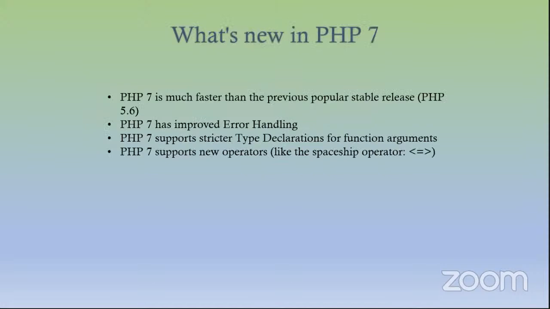And now the latest version of PHP is 7. PHP 7 is much faster than the various popular stable releases. PHP 7 has improved error handling. PHP 7 supports stricter type declarations for function arguments. PHP 7 supports new operators like the spaceship operator.